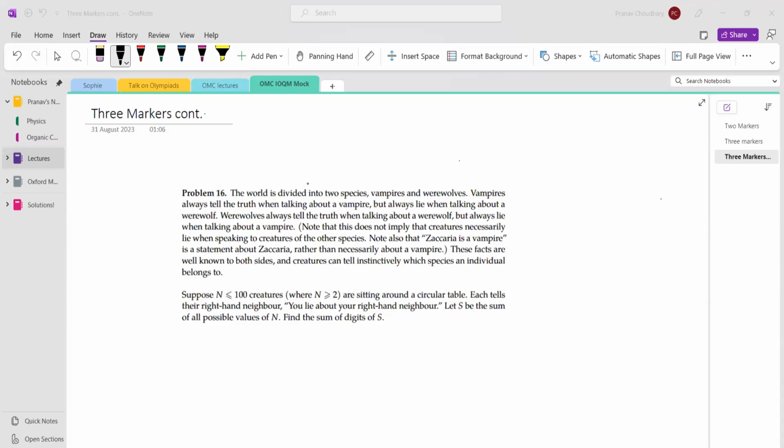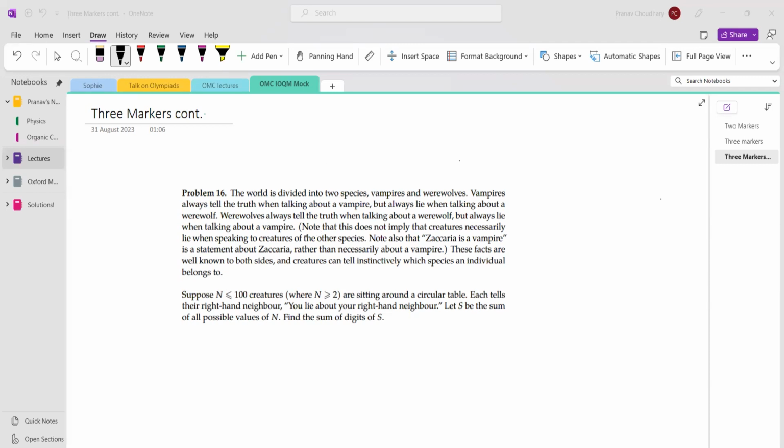Okay, so I'll give a quick, brief description of the problem instead of letting you read it yourself. Basically, the world is divided into two creatures, vampires and werewolves. Vampires lie about werewolves, whereas they say the truth while talking about a vampire. And this thing is always true. And so do werewolves. Werewolves talk false about vampires, but talk true about werewolves.